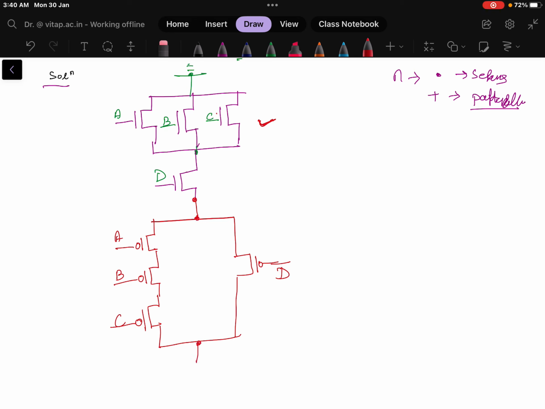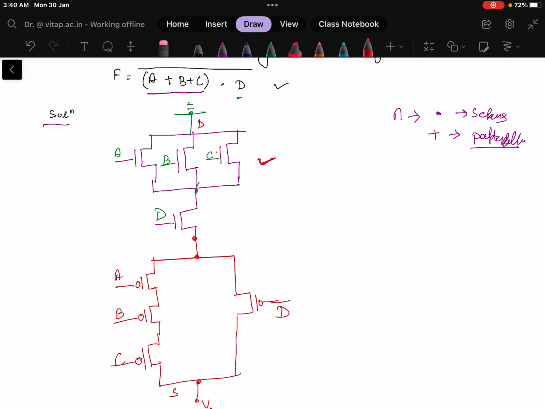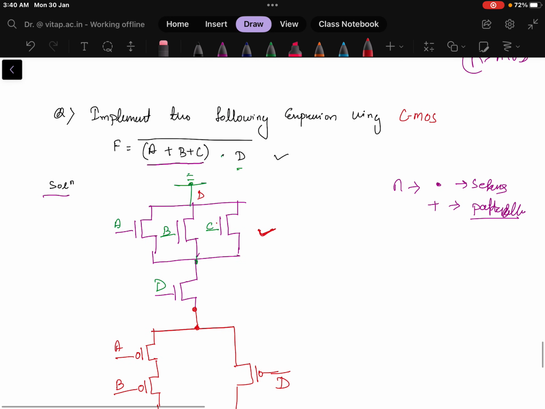So this side will be given the VDD. Remember, this is the source side and this is the drain side. You can also do it in the reverse way, that will be the same case. Okay, so this is how you can implement the Boolean expression using CMOS for this particular expression. In the next video we will see some other examples.